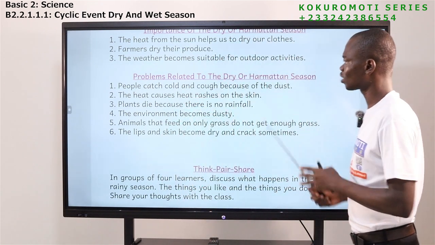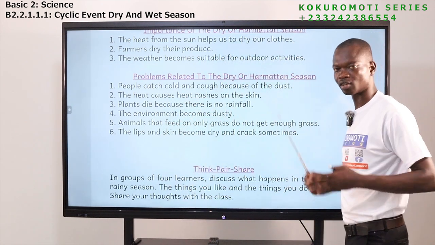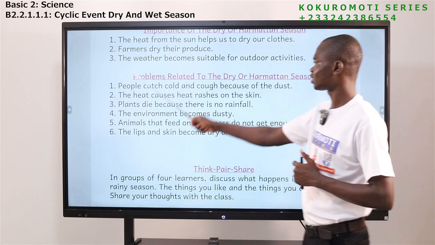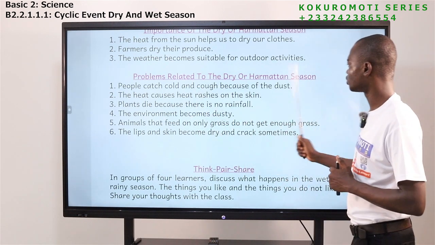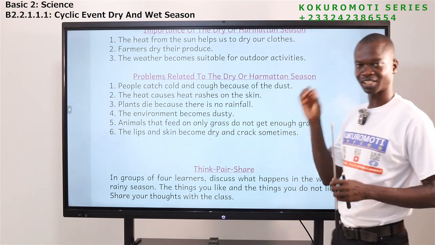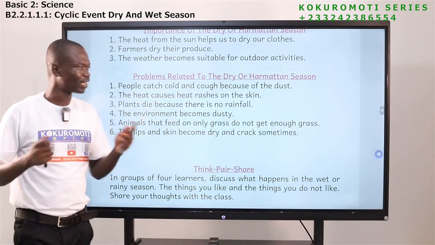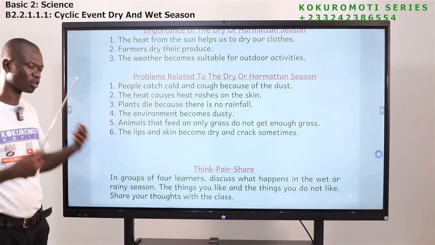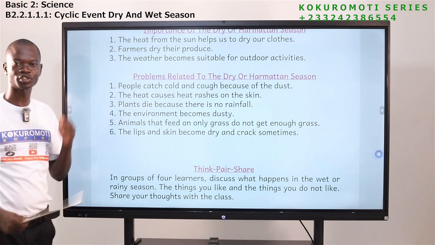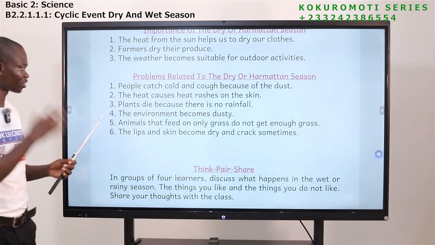During that time, what are some of the challenges or the problems that we encounter? We are saying that one, people catch cold and cough because of the dust. Yes, because of the dust. If your immune system is not strong, you catch what? Cold and what? Cough. A lot of people will be coughing during what? Harmattan season because of the dust.